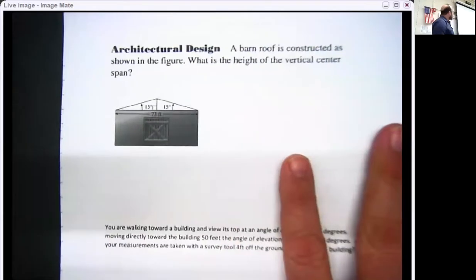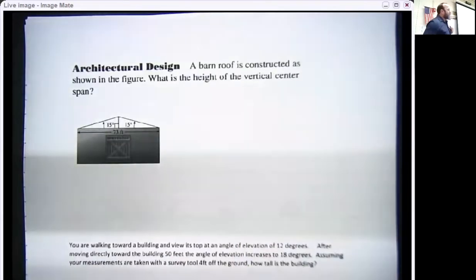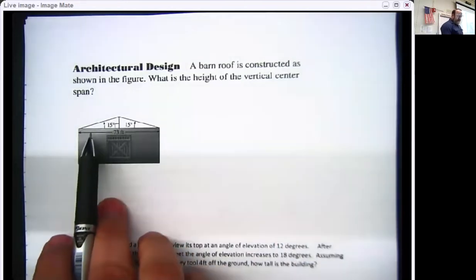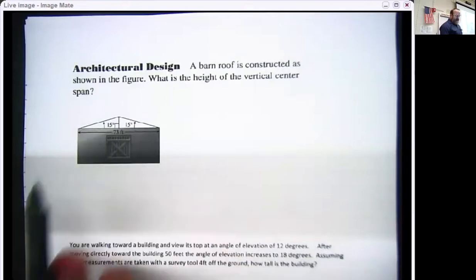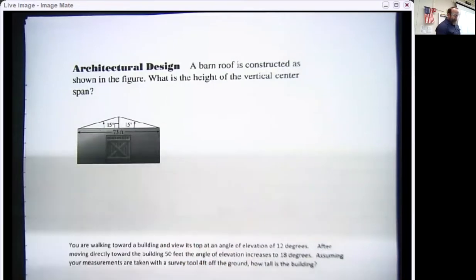So we're going to go a little bit further. This next one is a little harder. These last two problems are a little rough. I will just say these are not your trivial little questions. So we've got this barn roof, and it has an angle of 15 over here and 15 over here. Actually, this one is easy. I was thinking they were different. And it's 73 feet across. And so what is the height of the vertical center post?